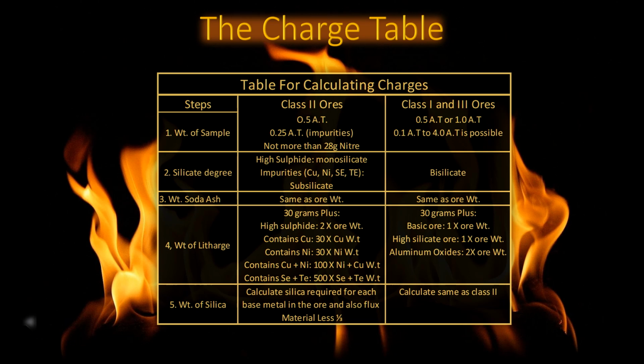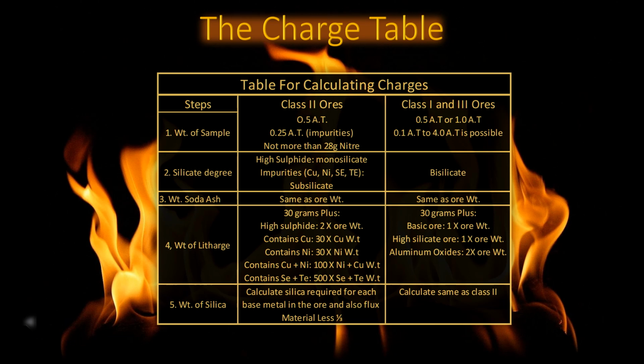I have talked about the silicate degree in an earlier presentation. For the Class 2 material having high sulfide content, a monosilicate degree will be used for the calculation. With impurities, a subsilicate degree is used. This equates to the use of the borax equivalent constant. For the Class 1 and 3 ore types, the bisilicate degree is used. This is step 2. Step 3 is the soda ash content, that is the sodium carbonate.